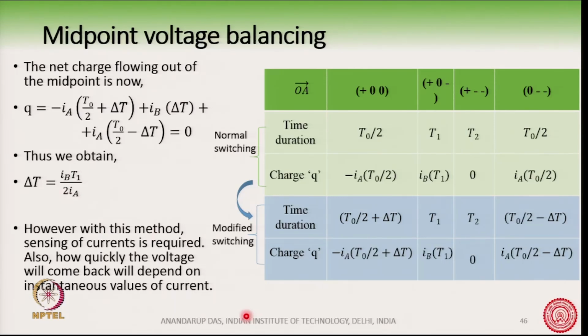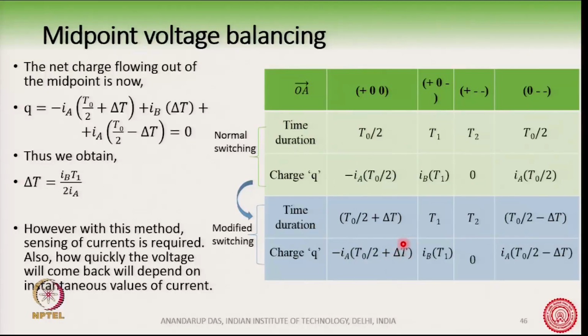Okay. So, this is one way of ensuring that the net charge is coming out to be 0 over a switching cycle Ts. So, we add some delta t to this plus 0 0 state and we subtract the same time delta t from the 0 minus minus state, and the value of delta t will be equal to so much here. Yeah, sorry, there is a small mistake here which we should see. This is Ib into T1. Okay. So, there is a small mistake here, okay, Ib into T1, fine.